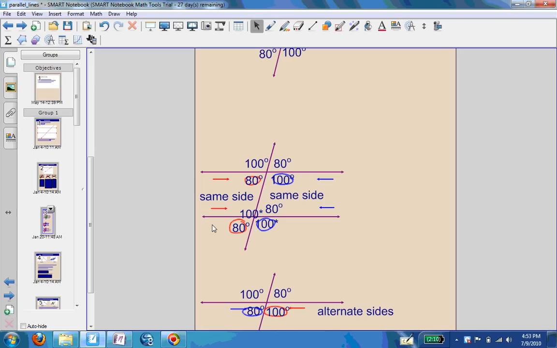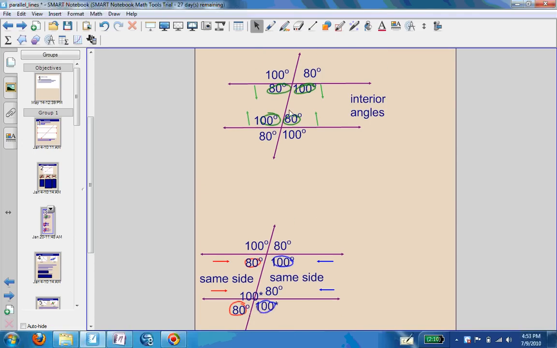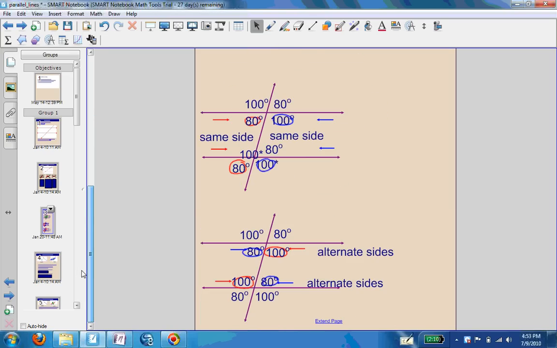Same side angles are angles that are on the same side of the transversal. So these red ones are same side, and then these blue ones are same side. So again, we have interior, they're inside the parallel lines, and same side if they're on the same side of the transversal. Then we have alternate side angles, and those are on alternating sides of the transversal. So it kind of makes sense. Alternating sides and same sides.